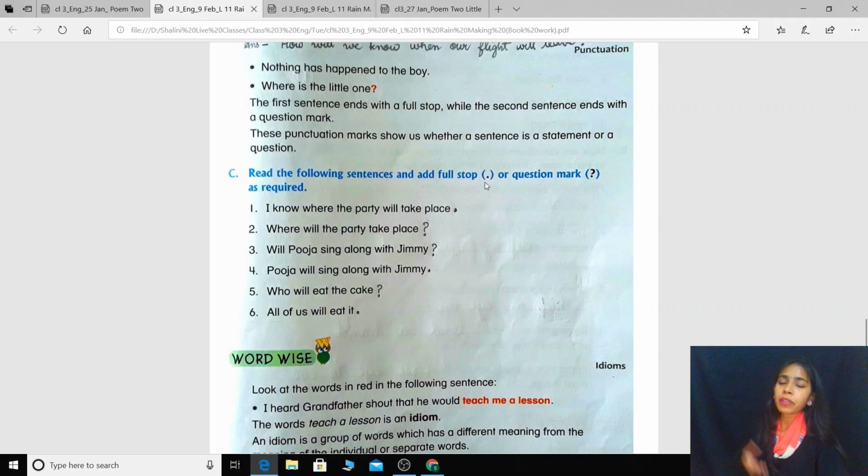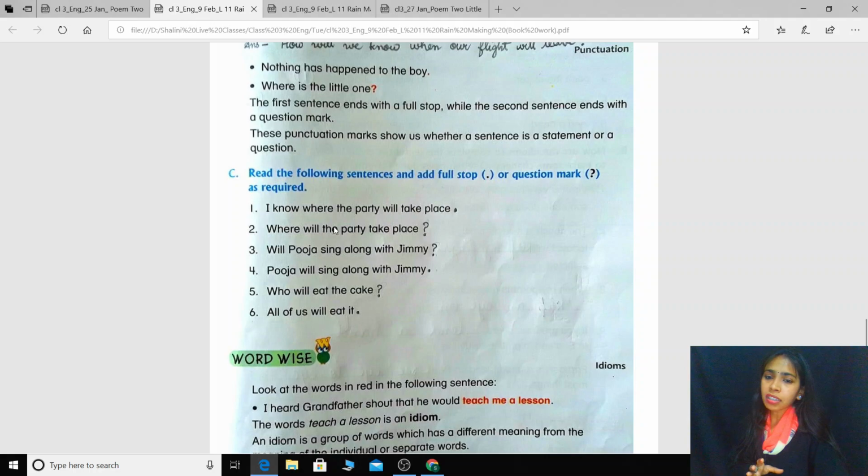Full stops are put when we give a statement, and question marks are used when we are asking something. When the sentence is asking something, it's an interrogative sentence, then we put a question mark. And when the sentence is an assertive or imperative sentence, then we put a full stop. Like in this case, I know where the party will take place. Here I'm informing something, I'm not asking something. The sentence is giving information, stating something, so we'll put a full stop.